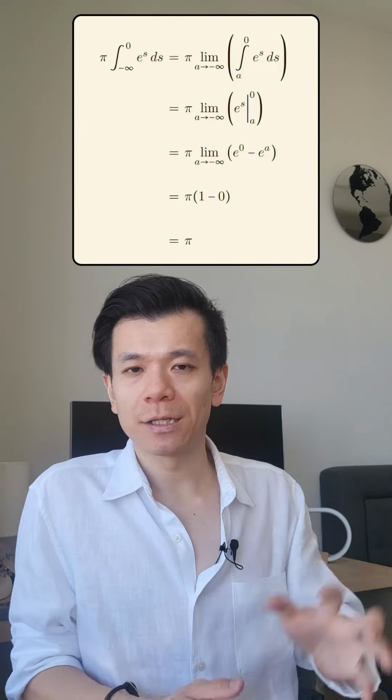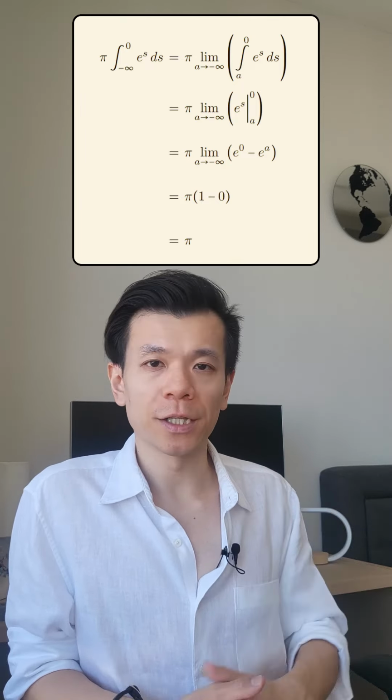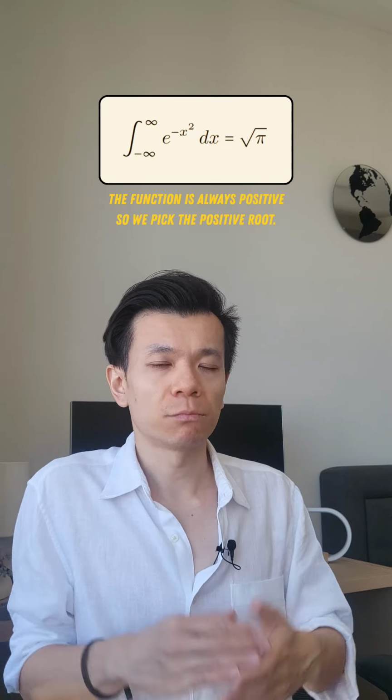But recall that this value is equal to the square of the Gaussian integral. So square rooting both sides, we get the Gaussian integral to be equal to square root of pi. Pretty neat, right?